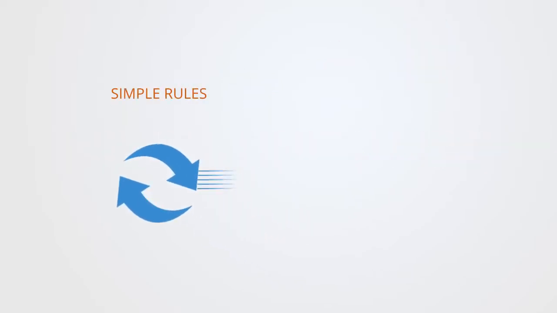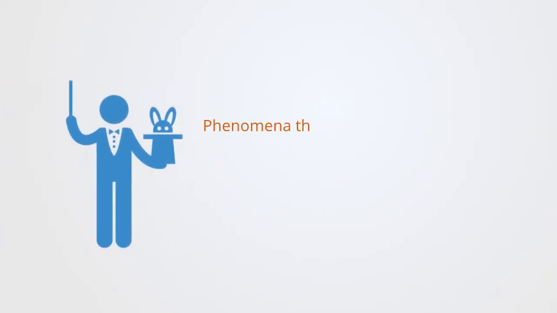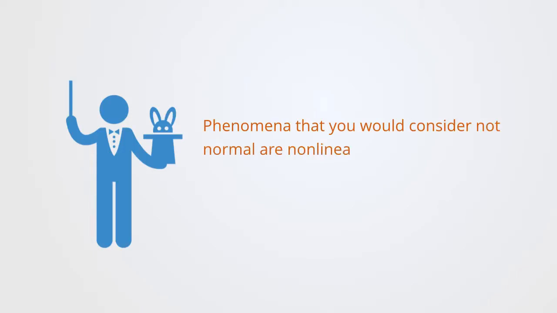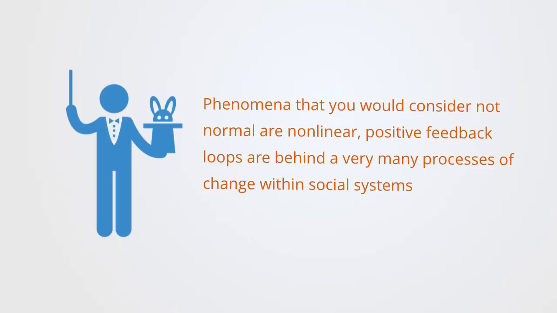These feedback loops are an example of the premise within complexity theory that complex phenomena can be the product of simple rules. Almost all phenomena that would be considered not normal are non-linear. Positive feedback loops are behind very many processes of change within social systems. Just to make this more concrete, we'll quickly go over a number of examples.